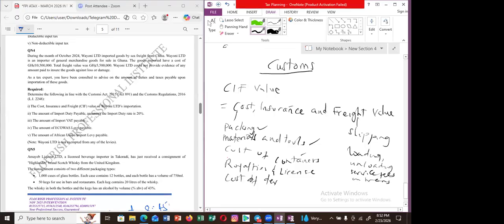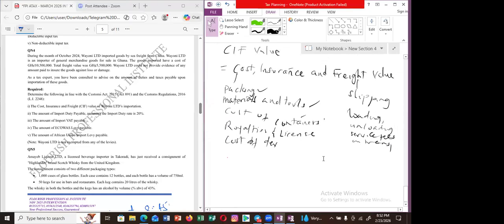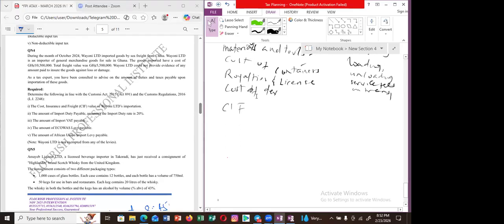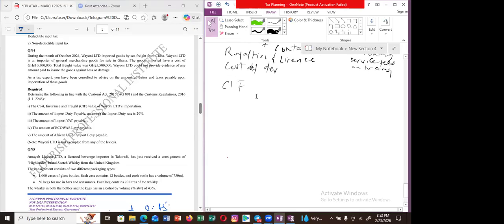So the idea is anything that is incurred concerning transport forms part of freight. So basically, these elements are what we compute our customs duty or customs tax on. Now, when considering customs, what are the taxes? What are the duties? What are the levies that we consider? And that's how you work it.